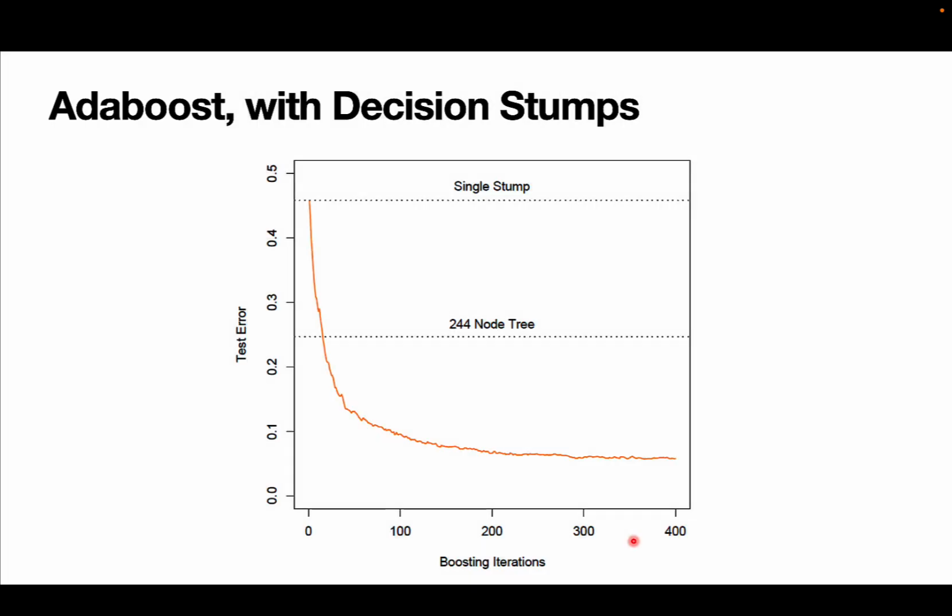Finally, this figure shows the performance of AdaBoost using decision stumps as weak learners. The x-axis represents the boosting iterations, and the y-axis represents the test error. As you can see, this orange curve shows that the test error decreases as the number of boosting iterations increases because it combines more and more weak classifiers. We have two horizontal lines. The first one represents the test error for a single stump, and then for 244 stumps.